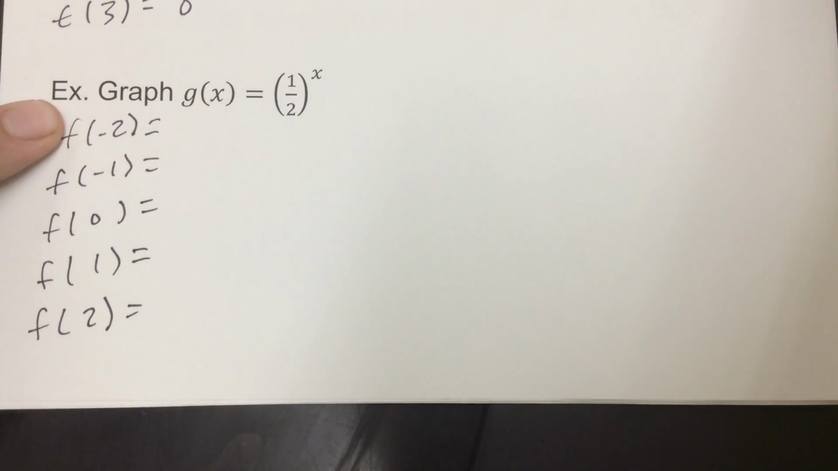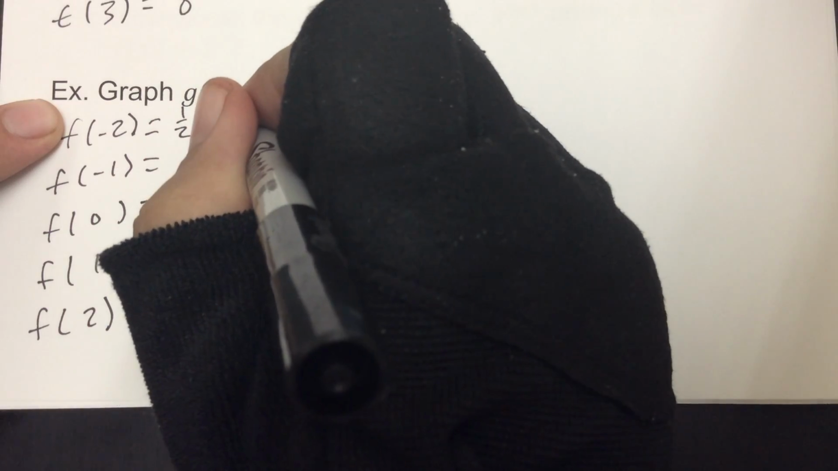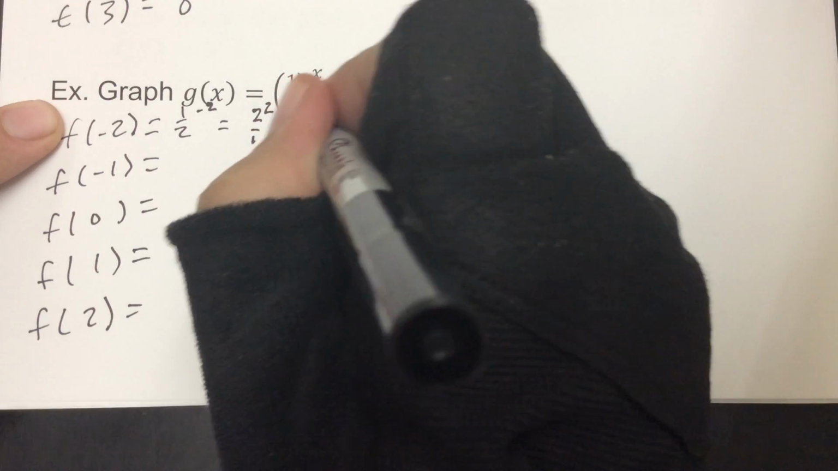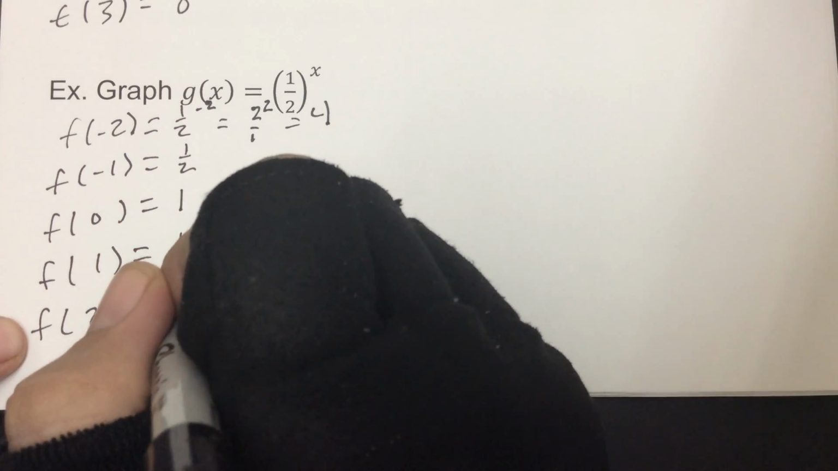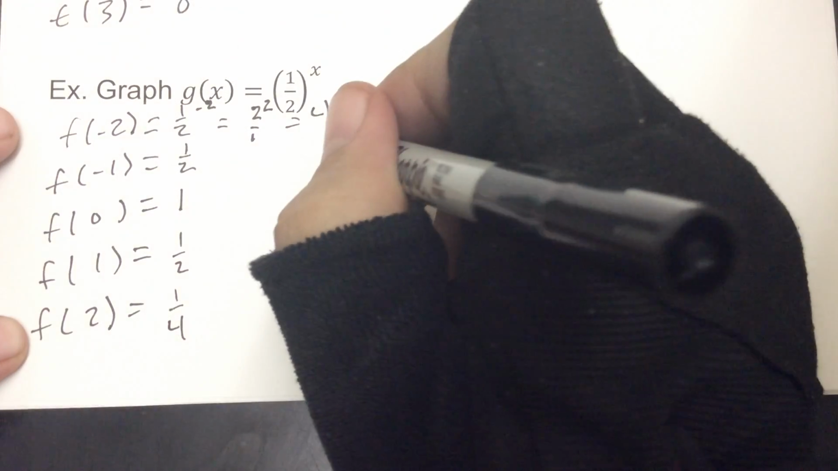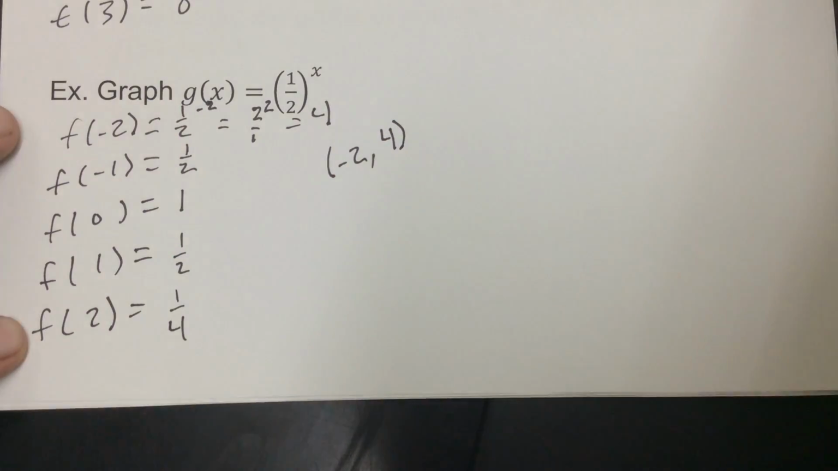So if I do -2, this is going to be 1/2 to the -2nd power. That's going to flip it to make it 2 over 1 to the 2nd. So this is really 4. To the -1st, again, it's flipping it, and so it would be 2. To the 0, anything to the 0 power is 1. To the 1st is just a half. 1/2 squared then would be 1/4. So again, that first one is the x. The second one is the y.